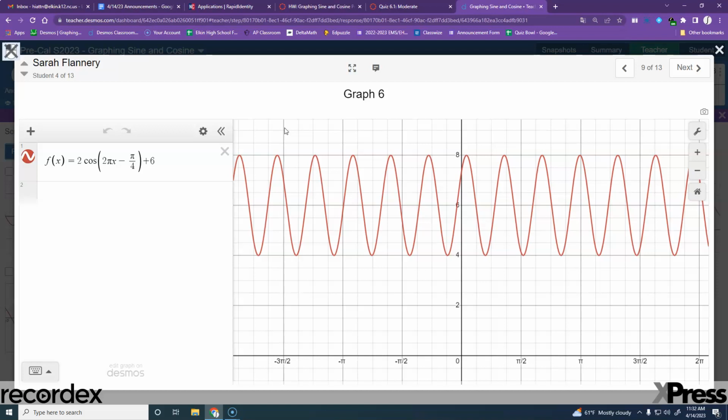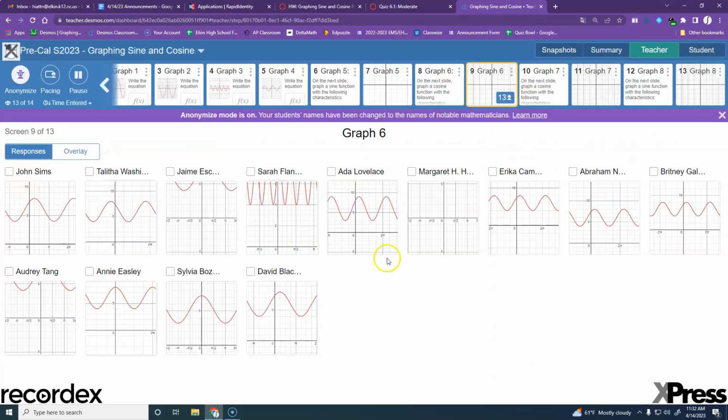This one is wrong. Sarah's got this one wrong. Why? What did she do wrong? The period is supposed to be 2 pi. We do not put the period into the equation, right? So this right here is the problem with this one. This one does have an amplitude of 2. It does have a midline at 6. So that 2 out front and the 6 on the back is good. It actually has a weird phase shift because of the 2 pi that she put there. But the standard period for sine and cosine is 2 pi. So you actually don't need anything there at all. Because if you don't put anything there, the period will just be 2 pi.